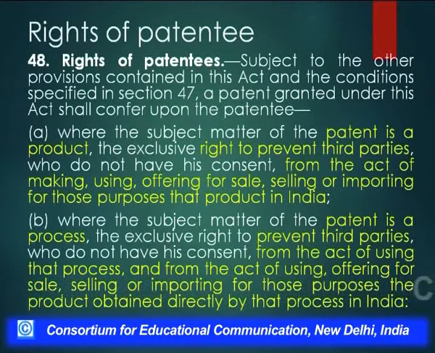That in the case of 48A, the product patent holder gets a right to prevent third parties. But in the case of 48B, he only gets a right of preventing third parties from using, offering for sale, selling or importing that process or any product directly obtained by that process. So what is the distinction actually? I would like to discuss it a little bit to make you understand what is the real distinction between 48A and 48B in this context.